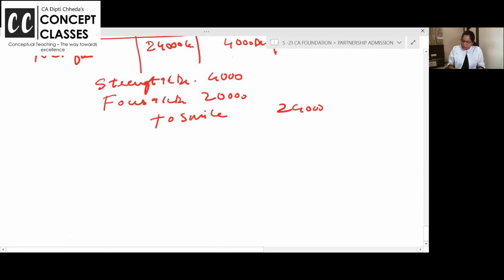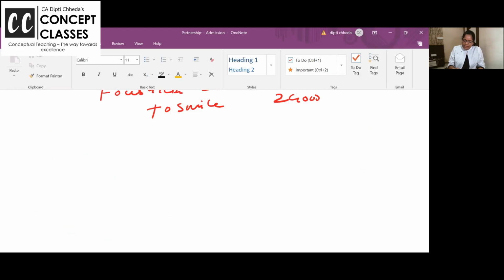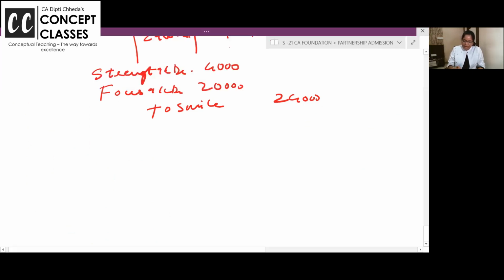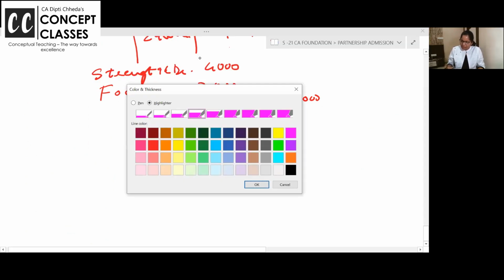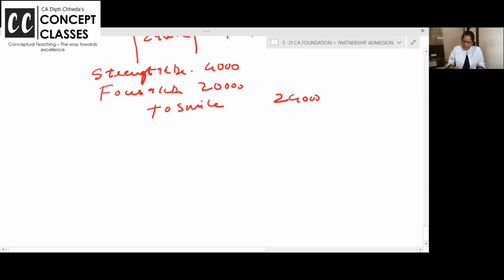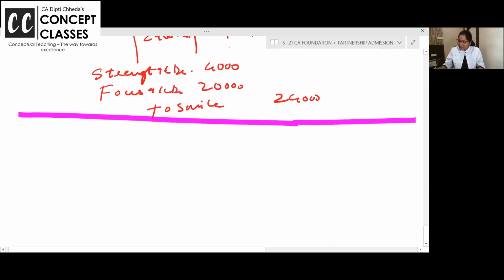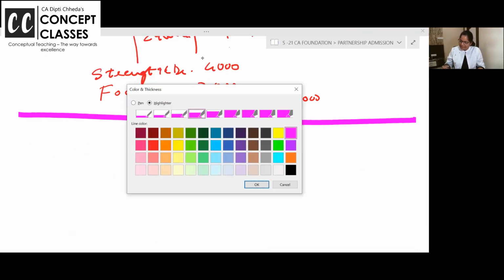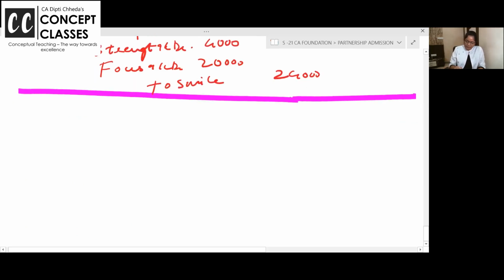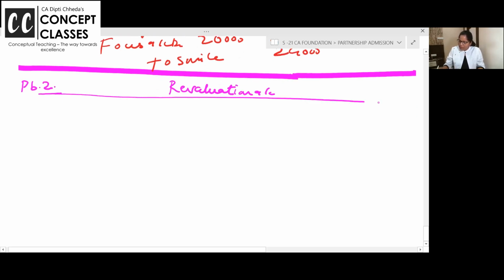Now let us start with problem number 2. How much is the revaluation profit? Can you tell me how much revaluation profit you have got? Problem number 2 we are doing now on screen. Starting with revaluation account. T format revaluation account you all should prepare.